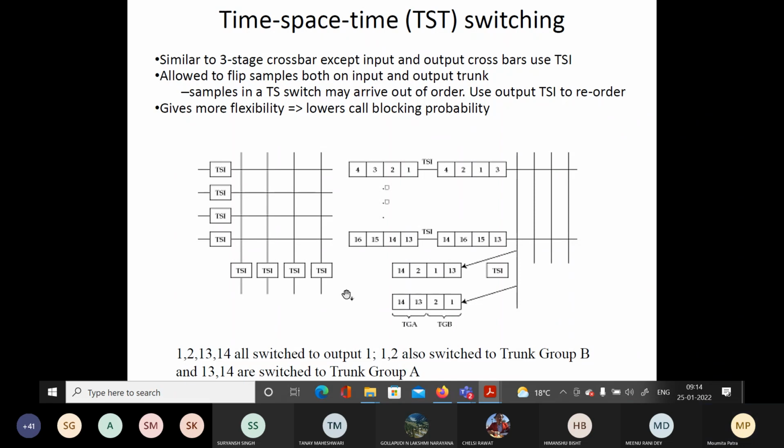So what is happening? We can flip samples at the input port, and then whatever rearrangement has happened at the input port can again be changed at the output port with the help of the TSI which is there. With this, it gives you more flexibility and lowers the call blocking probability. All right, so let us see how it works. Suppose this is the input that you have originally received, which is 4, 3, 2, 1 and 16, 15, 14, 13 in these two particular input ports of the crossbar.